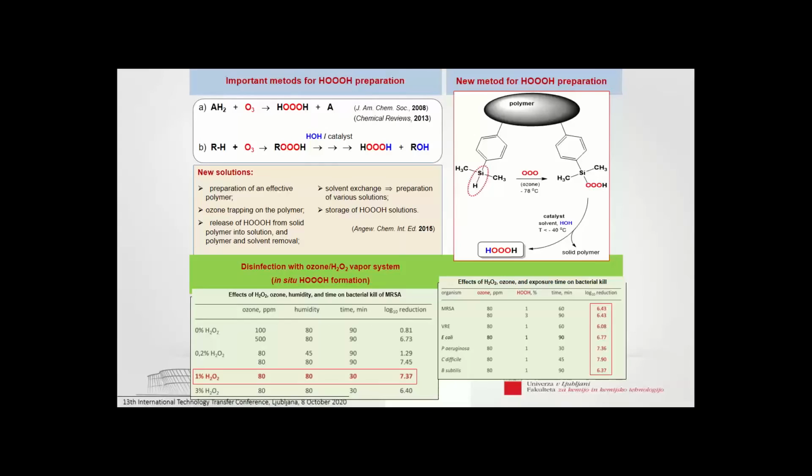Some very interesting findings come out and can be seen in the first table at left. Namely, the ozone hydrogen peroxide vapor system and mixture is far more reactive and kills bacteria, MRSA bacteria, better than any other, like say ozone or hydrogen peroxide alone. So it's far more reactive. At the same time, this vapor system was successfully employed in killing various bacterial pathogens shown in the second table. In all cases, the log 10 reduction of pathogens was more than 6.